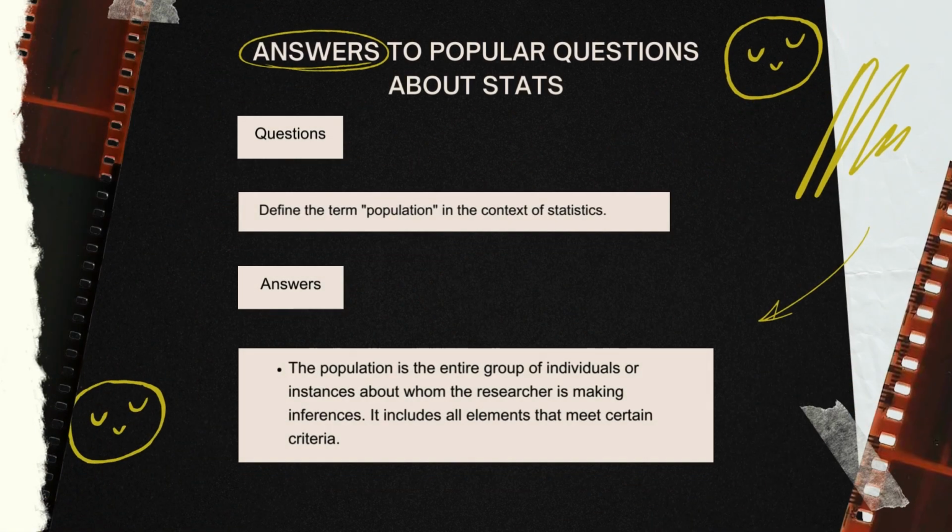Question: Define the term population in the context of statistics. Answer: The population is the entire group of individuals or instances about whom the researcher is making inferences. It includes all elements that meet certain criteria.